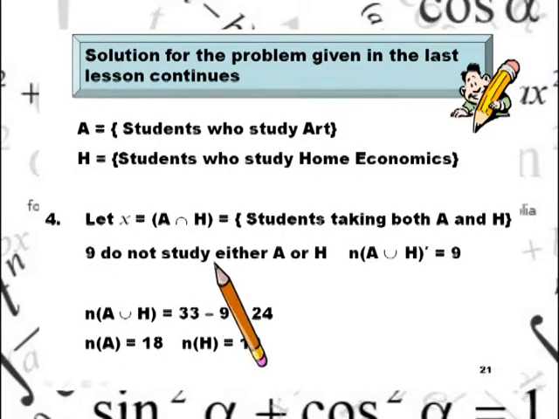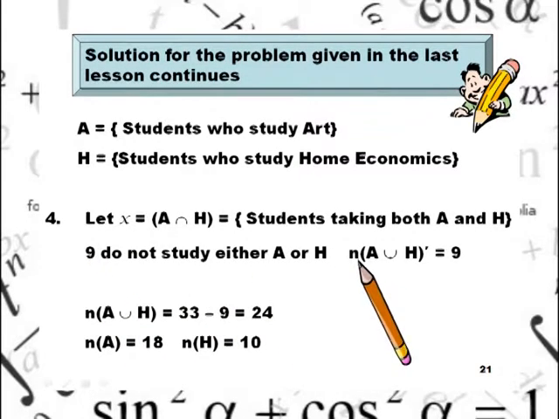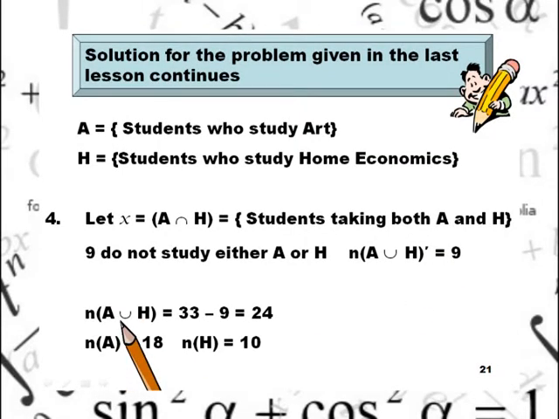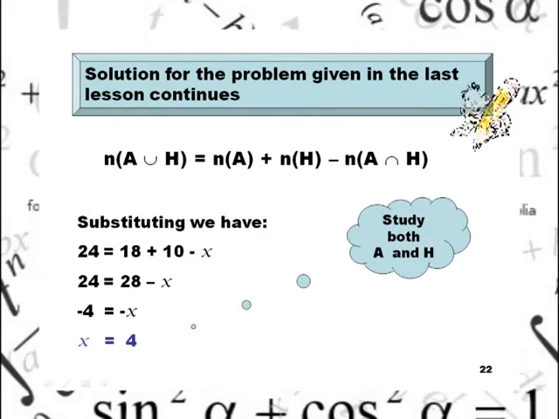9 do not study either A or H. Number in A union H complement equals 9. Number in A union H is equal to 33 take 9, equals 24. Number in A is equal to 18. Number in H equals 10.